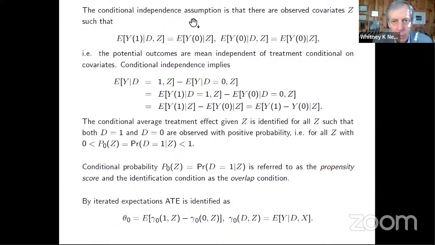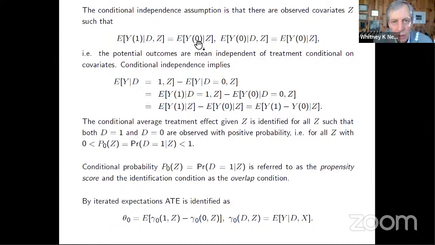The conditional independence assumption is that there are observed covariates Z such that the potential outcomes are mean independent of treatment conditioned on these covariates. Mathematically, the expectation of Y1 given D and Z, given the treatment and the covariates, only depends on the covariates. Once you condition on Z, the expected value of the outcome no longer depends on D.